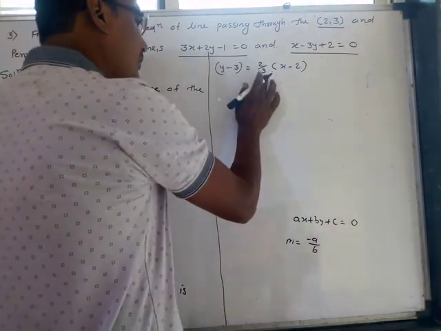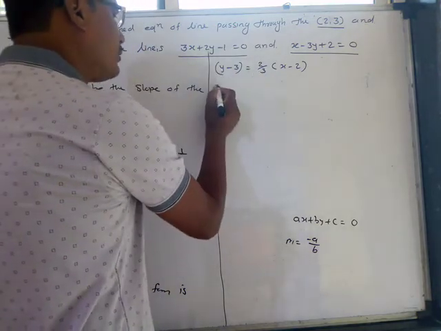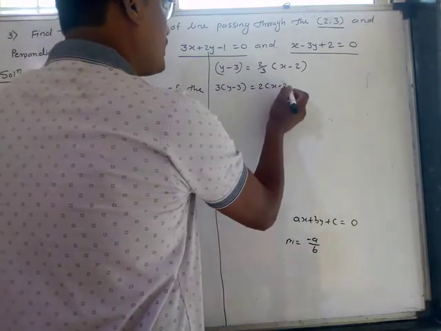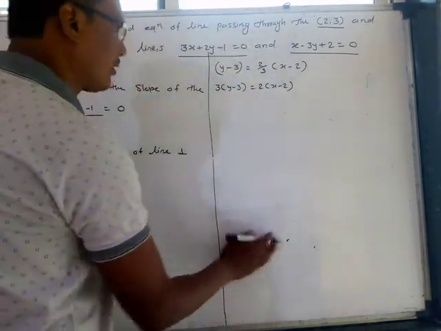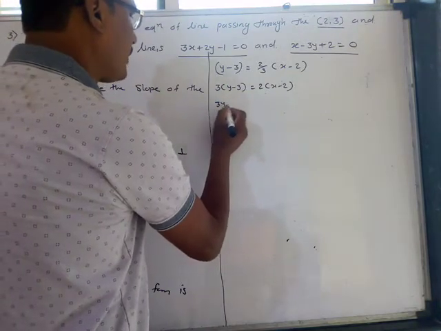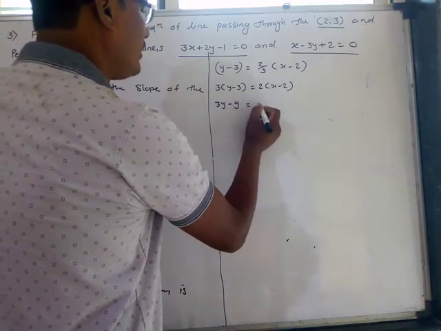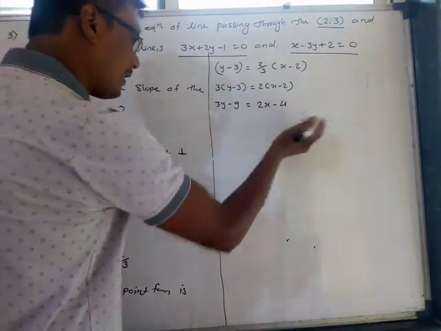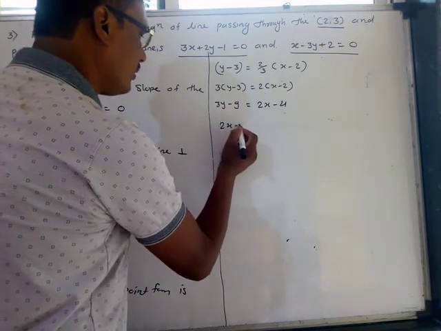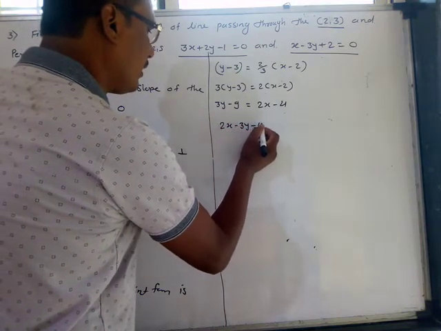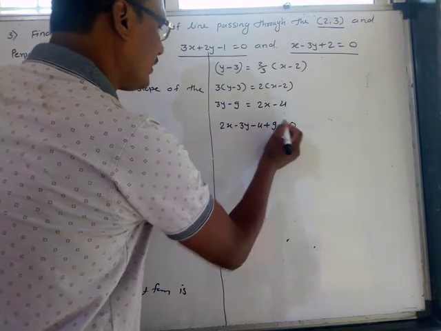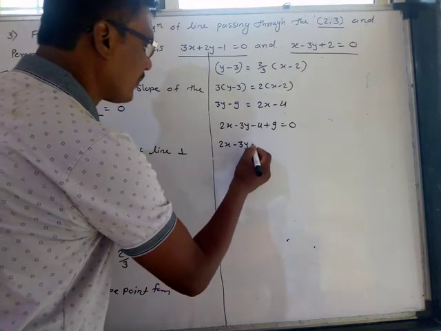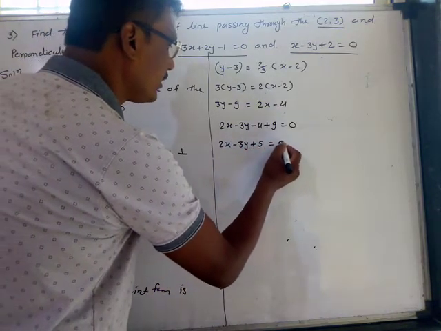देन हा 3 इथं भागिले आहे, इकडे आल्यानंतर गुणिले होईल. So 3 into y minus 3 is equal to 2 into x minus 2. So take the product, then 3y minus 9 is equal to 2x minus 4. So हा इकडे ट्रान्सफर करा, then 2x minus 3y minus 4 plus 9 is equal to 0. So this is 2x minus 3y plus 5 is equal to 0.